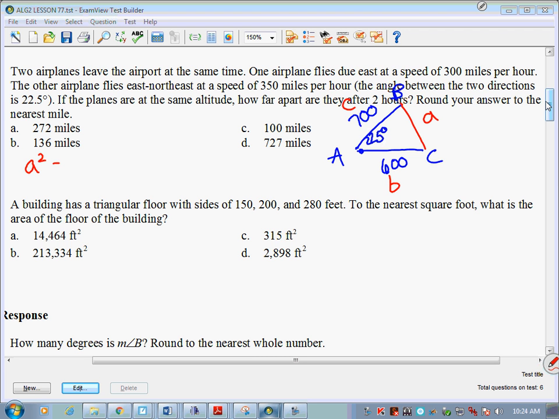I need to solve A squared. I don't know what it is. It's going to equal what? Well, let's start in alphabetical order here. So it would be what? 600 squared plus 700 squared minus 2 times 600 times 700 cosine what? Which is 22.5, right? Does that make sense?